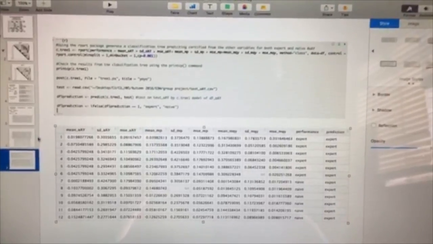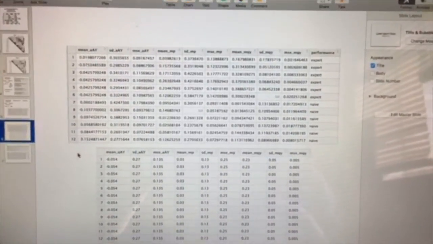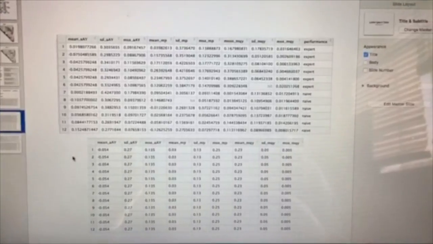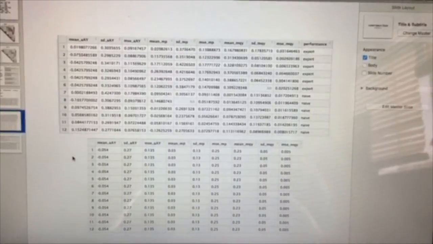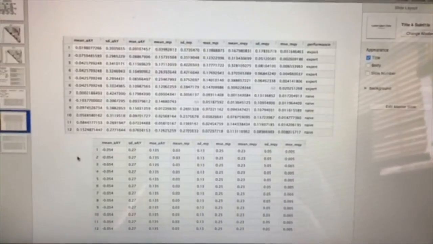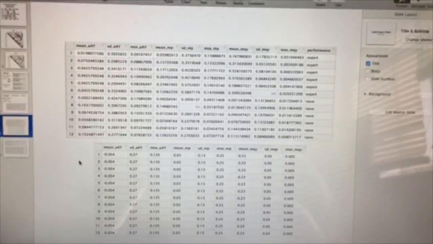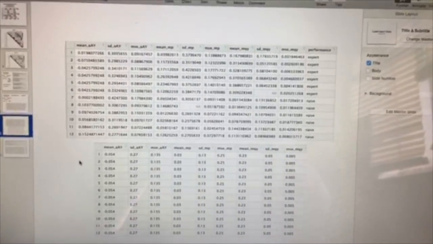But which indicator contributes most to determining the performance output remains an open question.